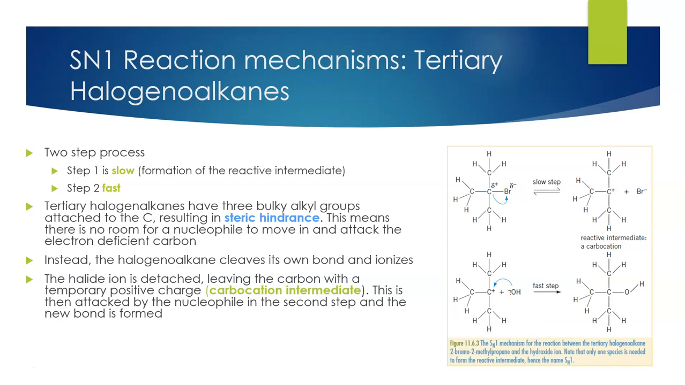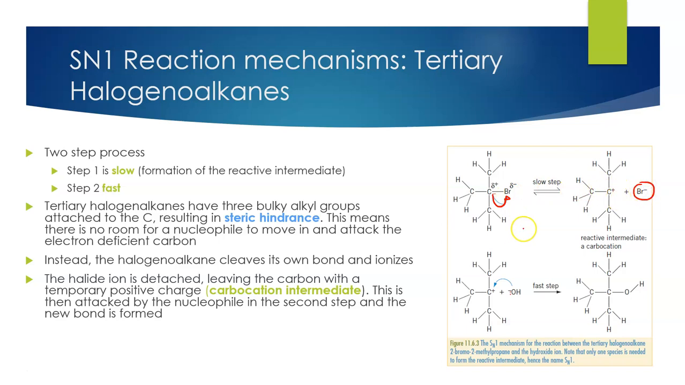So tertiary halogenoalkanes will have bulky alkyl groups, these being R groups, that produce steric hindrance around that stereocenter. So it's harder for the nucleophile to have space to be able to attack the electron deficient center. Instead, what happens is that the halogenoalkane bond will cleave and we form ions. This means that we have the heterolytic fission of the bond, where both bond electrons from the bond move on to the halogen, forming the ionization.